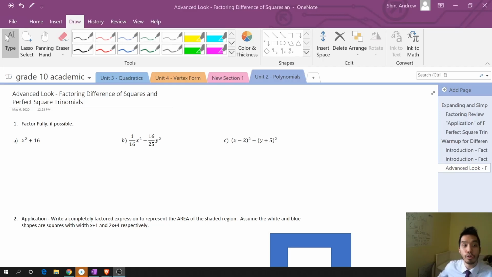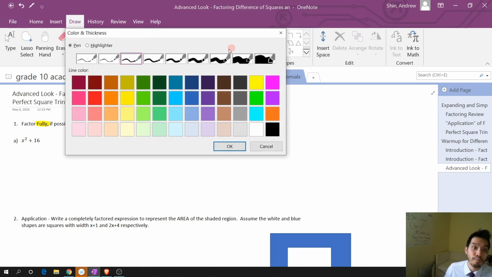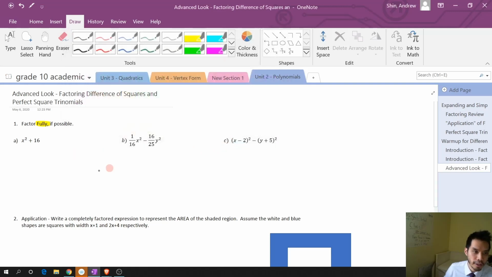Welcome to the advanced look at factoring the difference of squares and perfect square trinomials. So again, the first question says to factor fully if possible, and the key word here is fully. Fully means that you may have to factor using multiple factoring techniques, so we'll have to watch out for that.